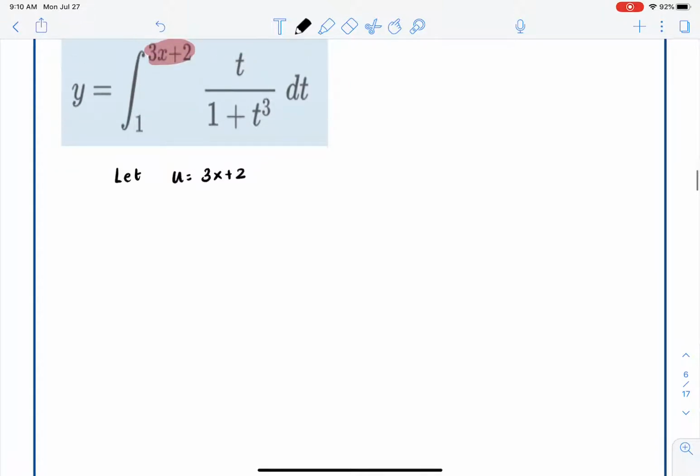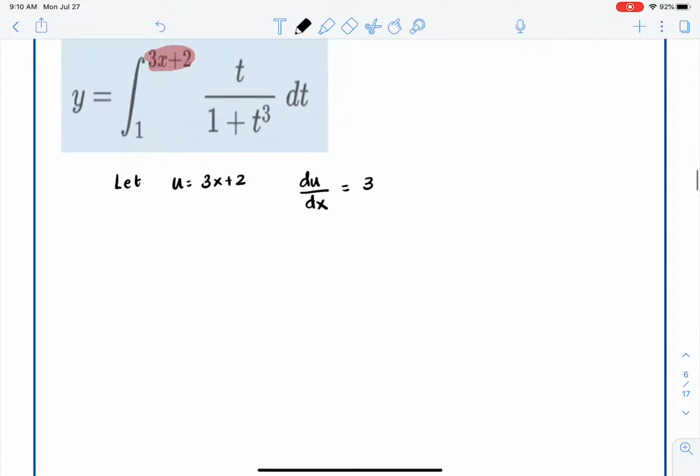Then what we have is du over dx would be equal to 3. Now, what is the derivative of y? The derivative of y is y prime, and that is dy over dx. Since y is a function of u and not x by itself, I could write this as dy over du multiplied by du over dx. That's simply the chain rule.